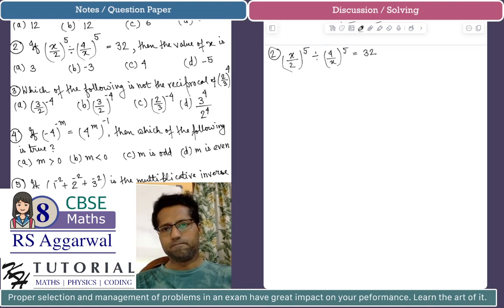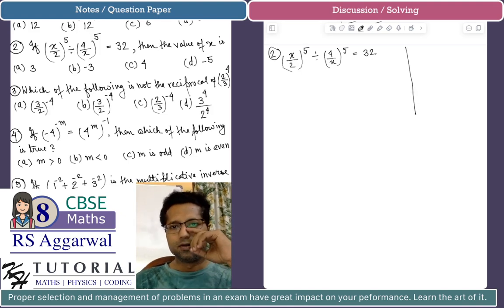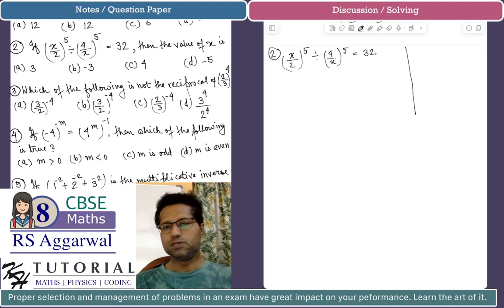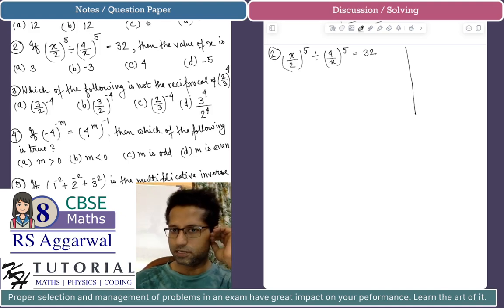Now as usual, for this kind of problem, the main concept is for solving this kind of unknown. The unknown could be in the base or it could be in the power. If the unknown is in the power, then definitely you have to express both the LHS and the RHS of the equality sign so that both are in exponential form.